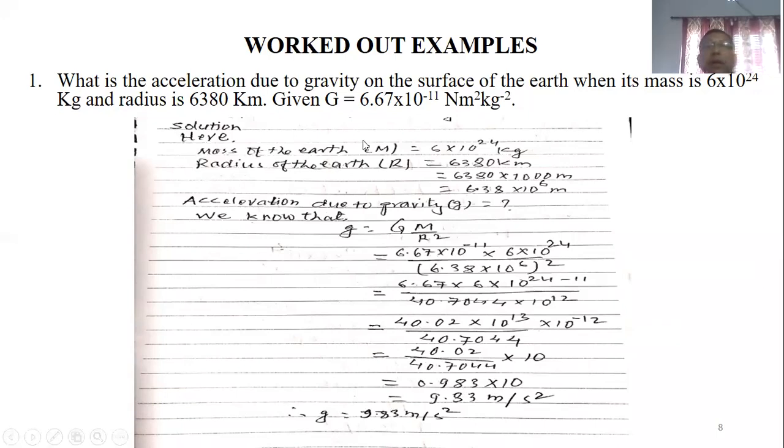Mass of the earth, capital M, is equal to 6 into 10 to the power 24 kg. Radius of the earth, capital R, is equal to 6,380 kilometer. That is to be converted into meter. So that it is equal to 6,380 into 1,000 meter. And we can write in power of 10, it is equal to 6.38 into 10 to the power 6 meter, because the meter is the SI unit of distance.